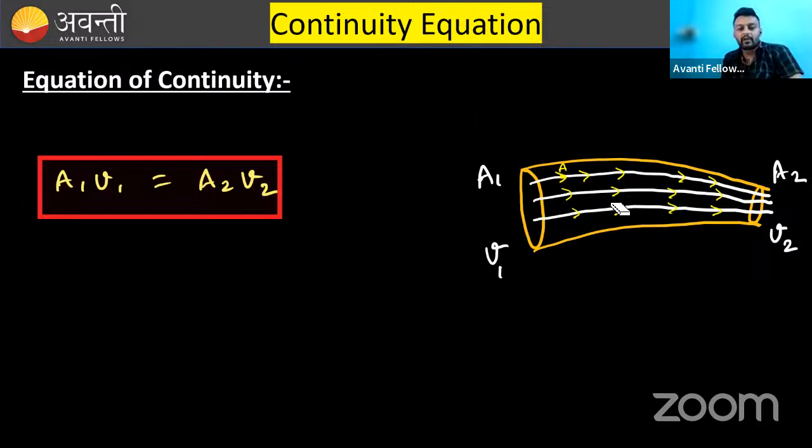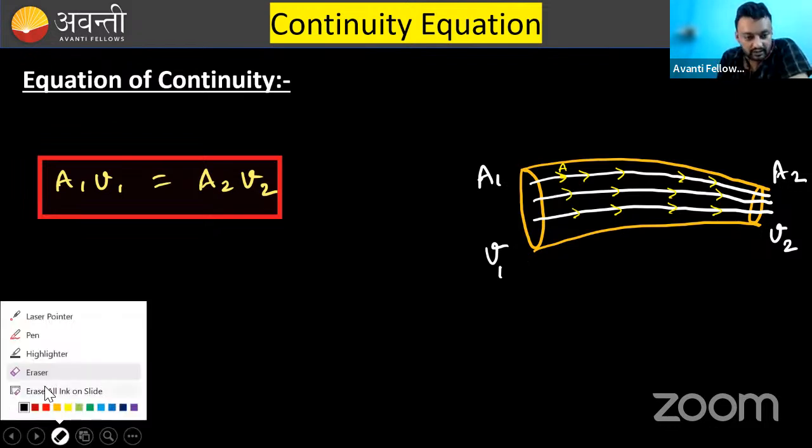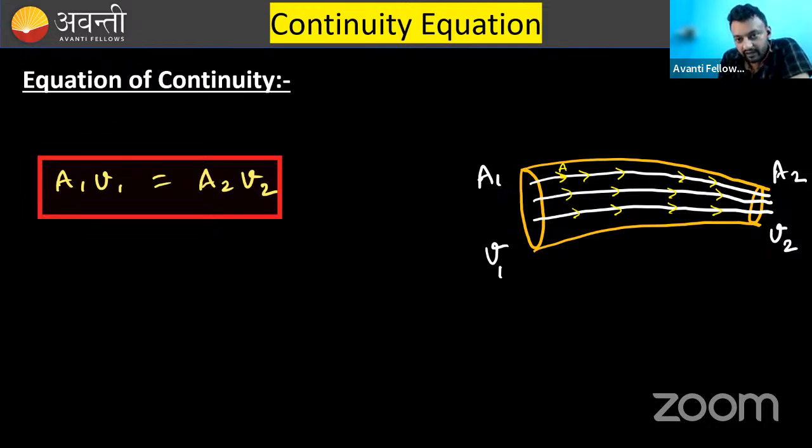Okay. So in streamline flow, let's suppose the cross section area of one end is A1 and of the other end is A2. So A1 and A2 are the cross section areas, and the velocity of the fluid is V1 and V2 respectively at these two ends. So what is the equation of continuity? It says A into V is constant. The product of area and velocity is a constant, or you can say A1 V1 is equal to A2 V2. Very important relation.